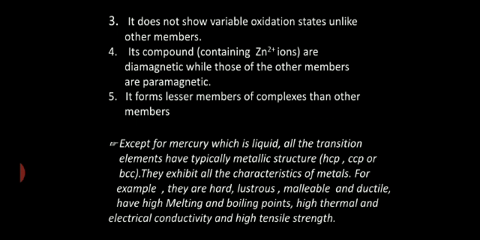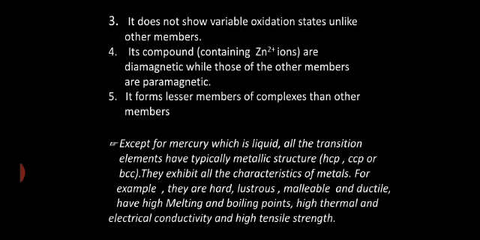The transition metal ions have completely filled d orbitals. They are basically colorless. And most of the transition elements and many of their compounds show paramagnetic behavior. This is due to the presence of unpaired electrons in n-1 d orbitals.